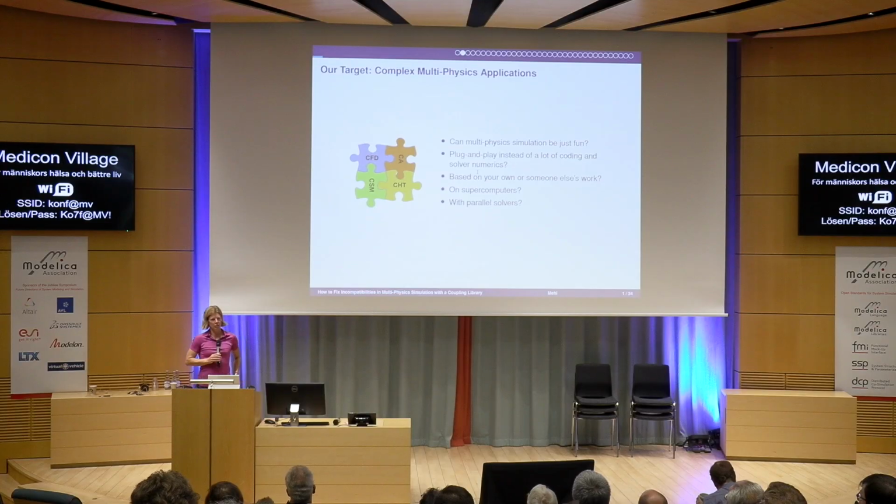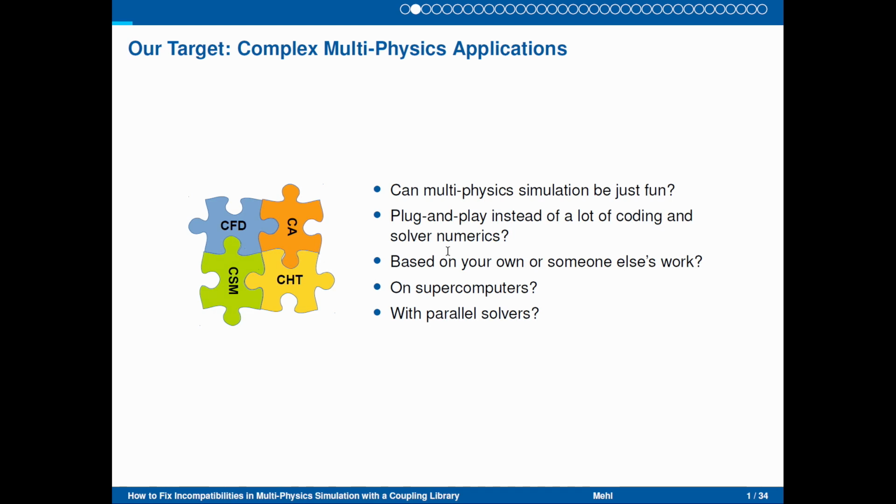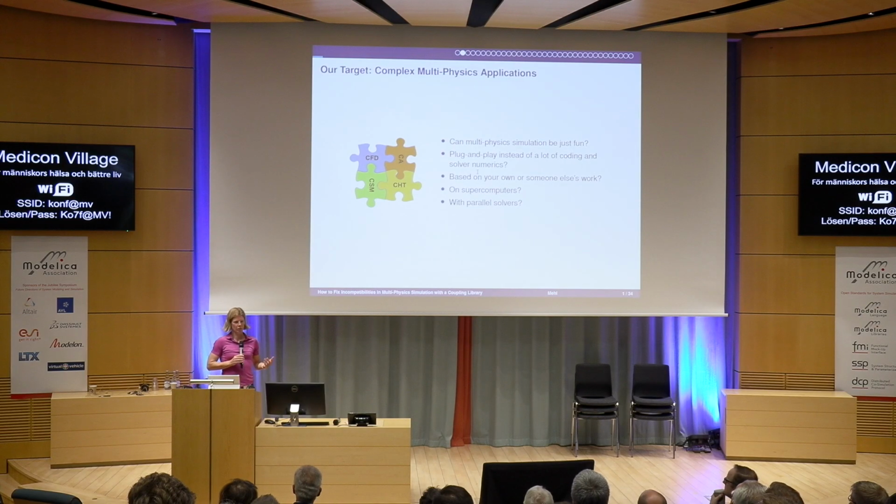So our target is, as already mentioned, we have different parts of a model. It could be a fluid simulation, it could be heat transport, it could be an elastic structure deforming, but it could also be equations in a different dimensionality, like a 1D structure. For example, in the human blood system, you might model smaller blood vessels just as 1D structures and just the larger ones as 3D. So the question is, could simulating such a system be just fun instead of hard work and consuming a lot of compute power?